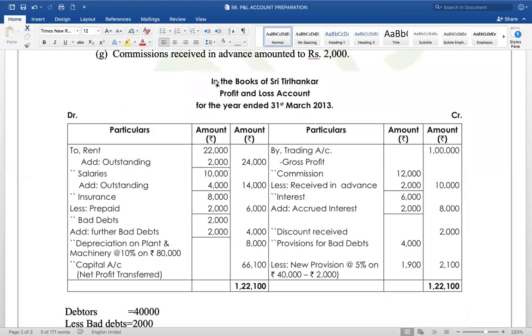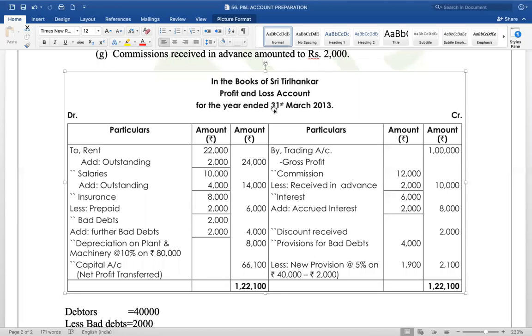Look at this. In the books of so and so, profit and loss account for the year ended 31st March 2013. If you fail to write this heading, you will lose 1 mark, and the examiner can go up to 2 marks also. Even if the entire solution is right, it is like a man walking without a head. Imagine the whole body is functioning, the hands, limbs, everything is functioning. He is also able to walk, but he is without a head. So it is like that for a problem.